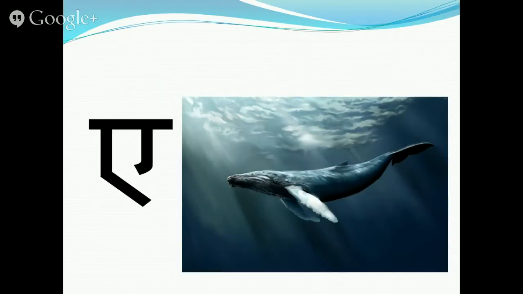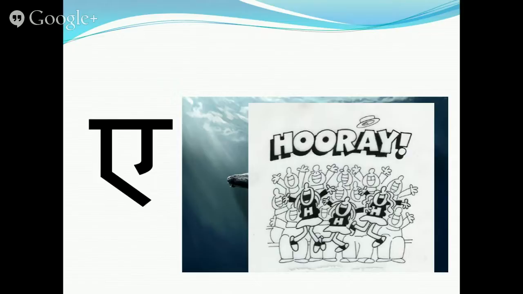Well, it's kind of like the sound in whale. Of course, you hear what the problem is with that, right? Whale. That's a combination of both A and E. So let's chop off the E and we'll have A. Also like hooray! That long A sound. Hooray! A. Right?